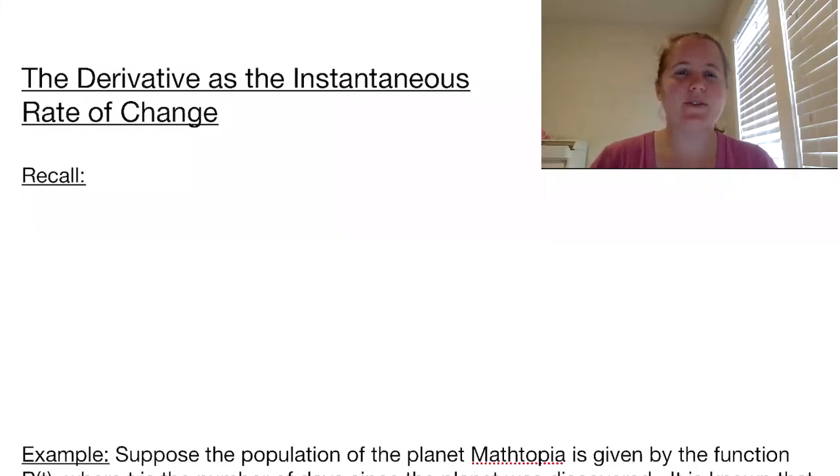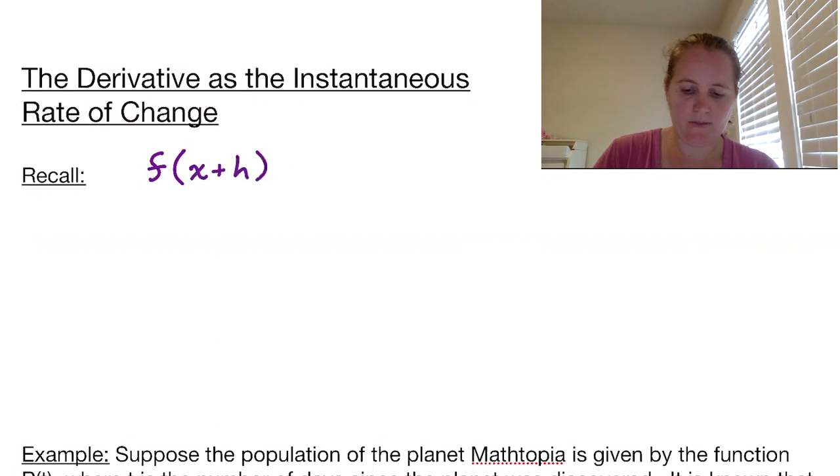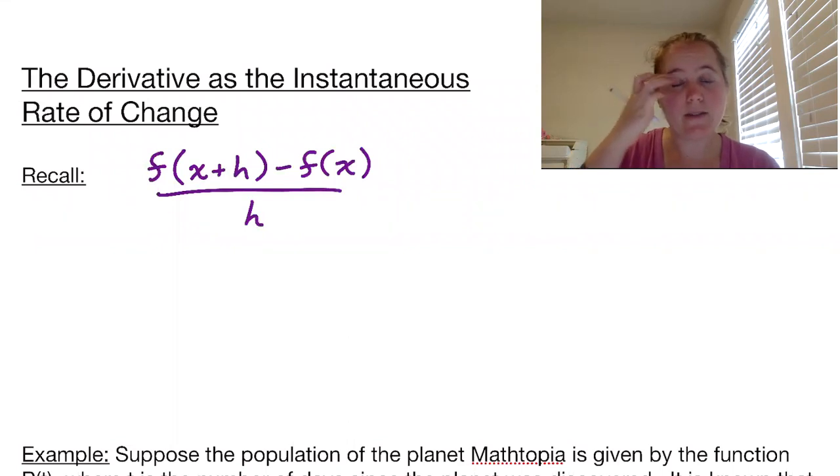And welcome to the derivative as the instantaneous rate of change. So just recall in section 2.1, we did talk about the derivative as the instantaneous rate of change. So f of x plus h minus f of x all over h is an average rate of change.